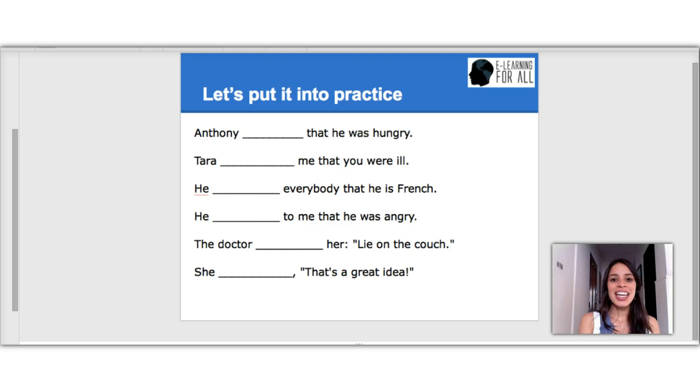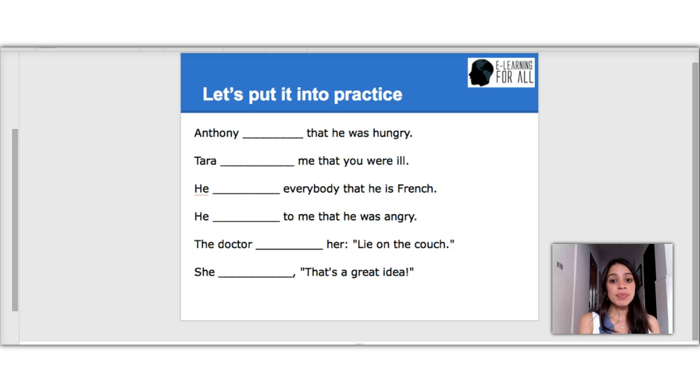He told to me that he was angry. Or he said to me that he was angry. Which one is correct? He told to me or he said to me? Write down your answer. Don't cheat, okay? I want you to write down your answer.